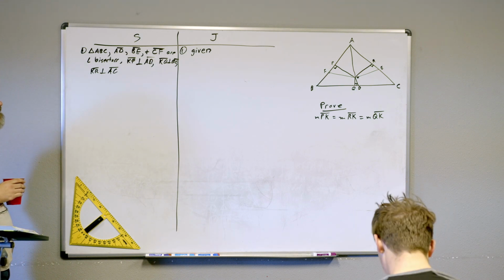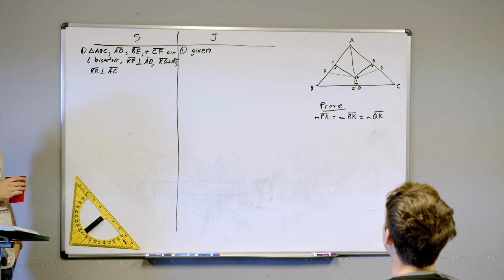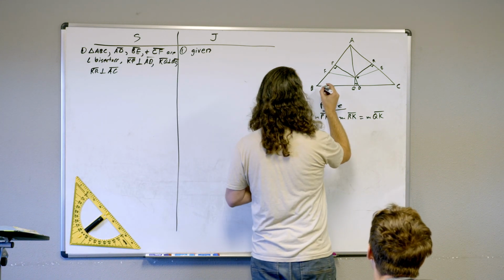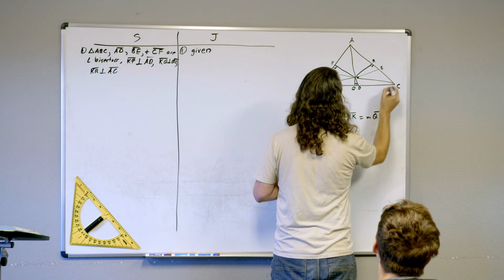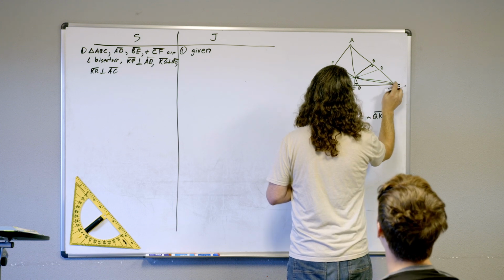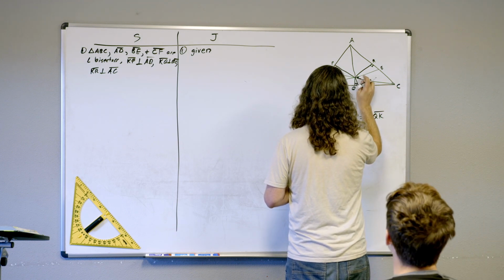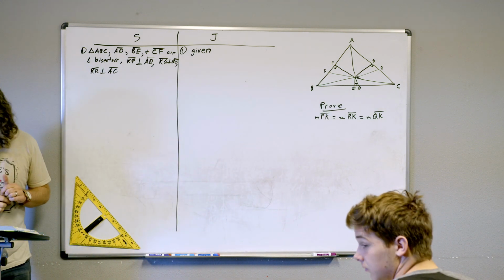So there's a lot of extra lines in here. Did I miss two lines? I did, yeah. There's two lines that I missed. These are one, and these are one. Why are those lines there? Because we need them. Because we're going to end up going for some side angle side or something like that, I imagine.